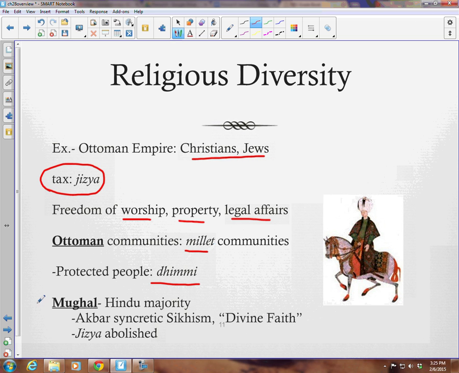The Mughal Empire is the only empire that had a minority of Muslims ruling over a majority of a different religion, in this case Hinduism. And if you remember Akbar, which means the Great, actually created the syncretic blend of Sikhism, or divine faith, combining portions of Islam and Hinduism. And he actually even abolished the jizya. So an incredibly tolerant ruler.